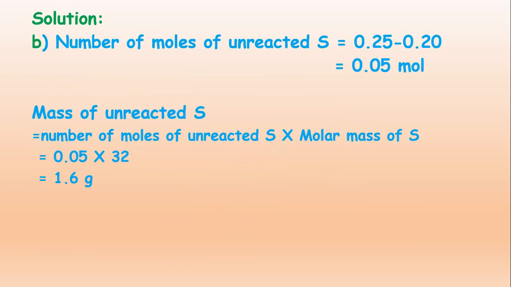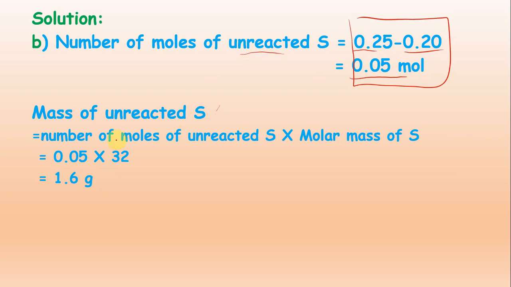Now the B part: the number of moles of the unreacted reactant, which is in excess. The total number of moles is 0.25, and when we subtract 0.2 from this, the answer is 0.05 mole of sulfur which is remaining. This is in excess. So how will we calculate the mass of the unreacted sulfur? This is the number of moles we have obtained from this data.